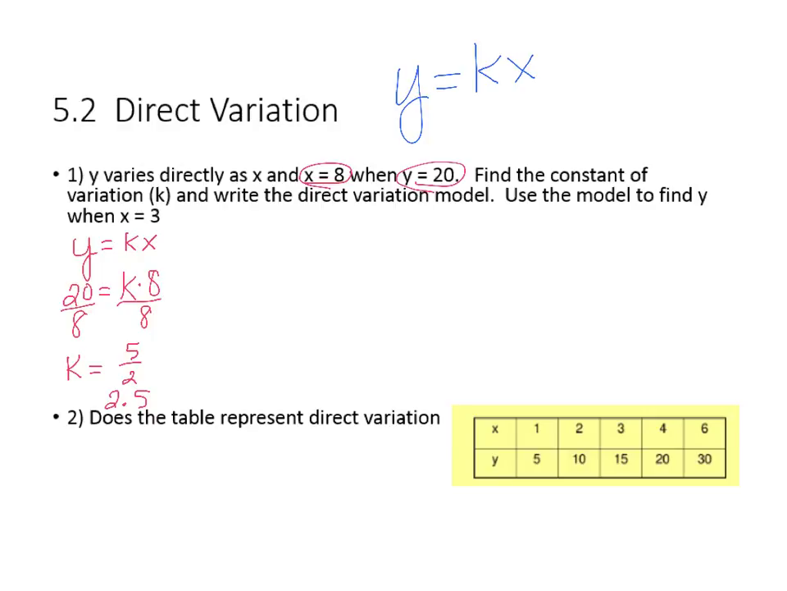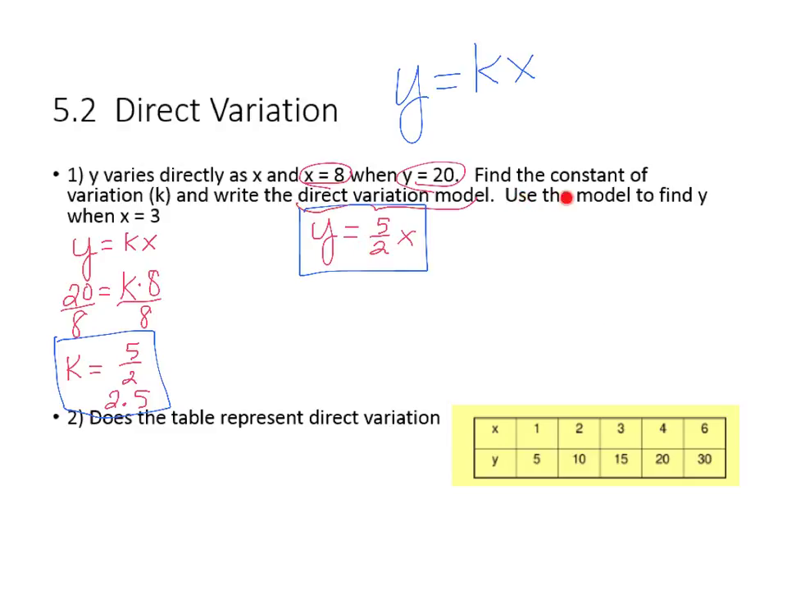Now, that's the first answer. You have to figure out what k is. That's what they ask you right here. Find the constant of variation. We did it. Now, write the variation model. To write the variation model, that means rewrite the y equals kx, but get rid of the k and put in your 5/2. That's your second answer. The third answer, and we typically have 3 different things that we would box in.